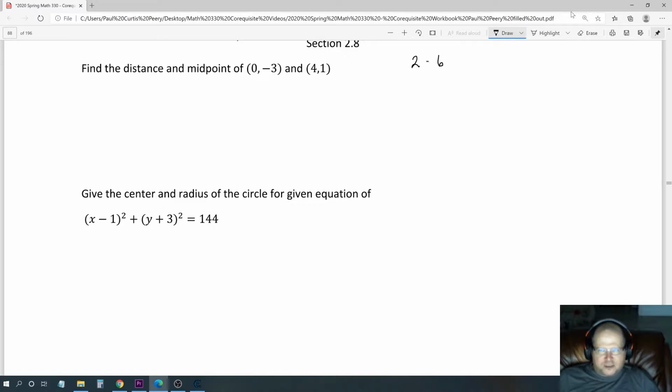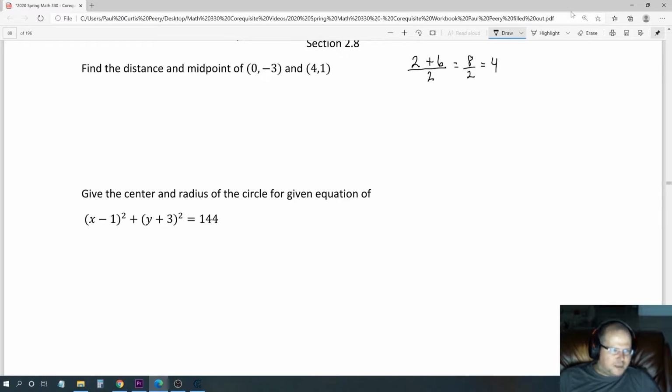So what's the average of a 2 and a 6? Well, I would simply add those two numbers together and divide by 2, right? And that gives me the average of a 2 and a 6. So what is the average of 2 and a 6? Well, 2 plus 6 is 8. 8 divided by 2 is 4. Okay. That's all the midpoint really is saying.